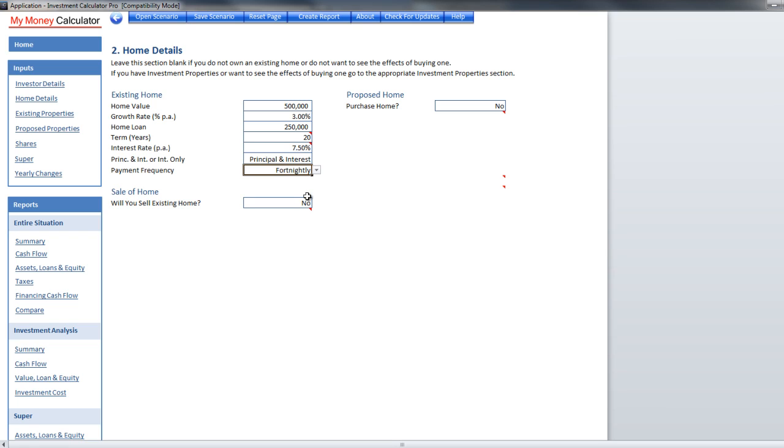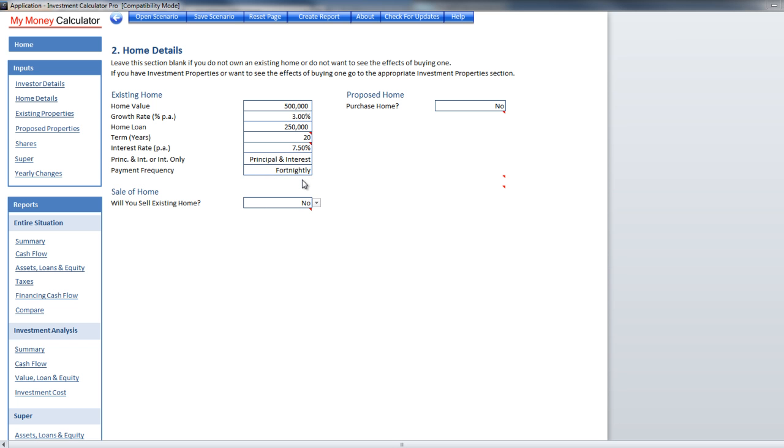So the calculator will automatically calculate the principal and interest payments each period based on the loan details. So you could change the term of the loan, say drop it down 5 years, and the calculator will change the principal and interest payments required to pay down the loan in that period of time. Now of course interest rates change, and if you have a variable rate, you can simply change the interest rate in any year that you want in the yearly changes page.